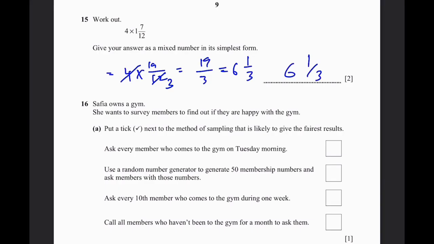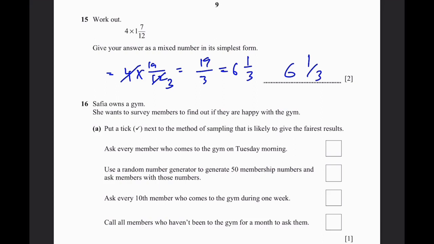Safia owns a gym. She wants to survey members to find out if they're happy with the gym. A. Put a tick next to the method of sampling that's likely to give the fairest results. Ask every member who comes to the gym on Tuesday morning. Use a random number generator to generate 50 membership numbers and ask members with those numbers. Ask every 10th member who comes to the gym during 1 week. Call all members who haven't been to the gym for a month to ask them.